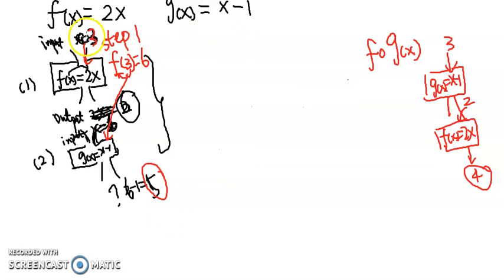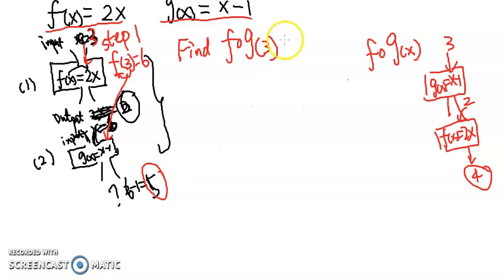We are given these 2 functions, F of x and G of x. We want you to find the composition of G and F at 3. And we also want you to do another question with the order switched, but we're going to do that next.